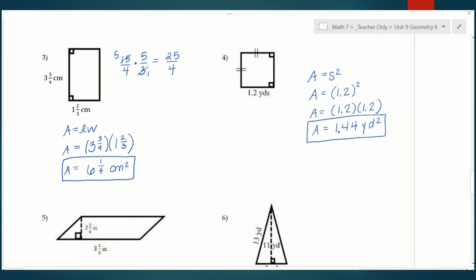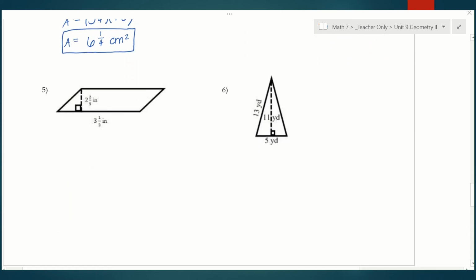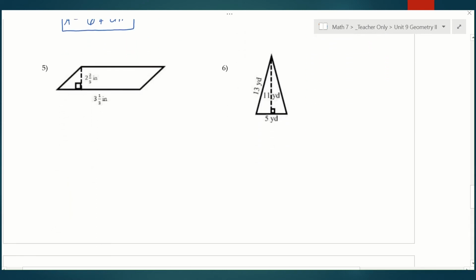Okay, so there's your rectangles and your squares, which again, I think you are familiar with already from maybe 6th grade. But now let's talk about some other shapes. So number 5, you have to know this is a parallelogram. Remember, parallelograms are quadrilaterals that have opposite sides being parallel and opposite sides that are equal. So that's from our last unit, so hopefully you remember that.